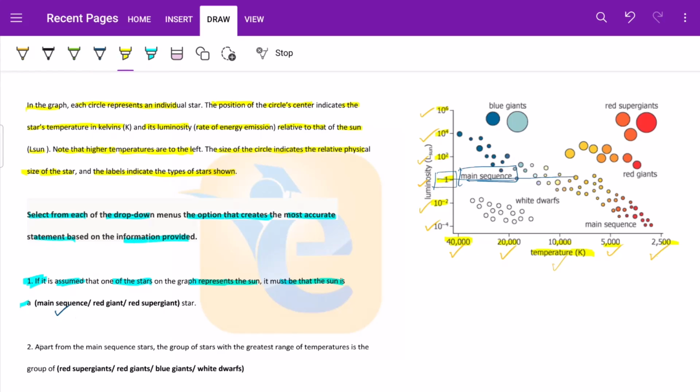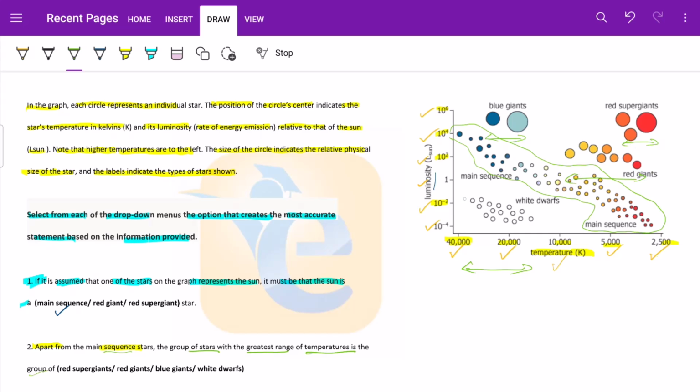Moving ahead. Apart from the main sequence stars, where are those? Main sequence stars start from here all the way. Apart from main sequence stars, the group of stars with the greatest range of temperature is the group of greatest range of temperature. So basically, how much is the width of those types of stars on our x-axis?